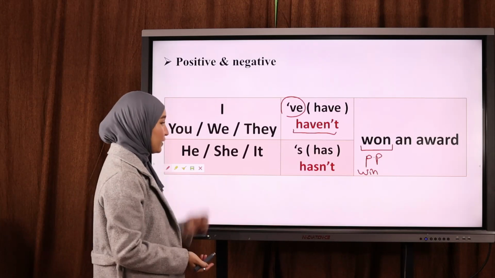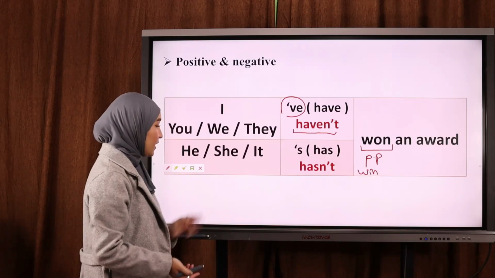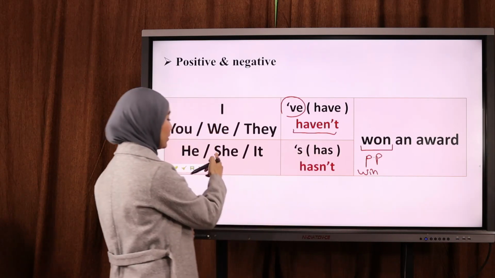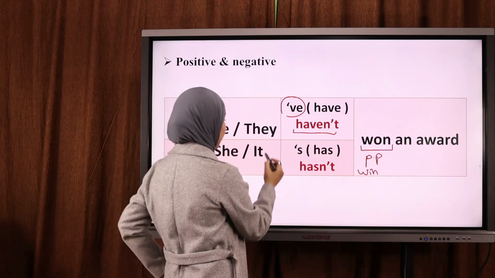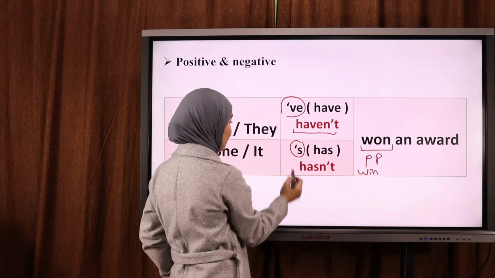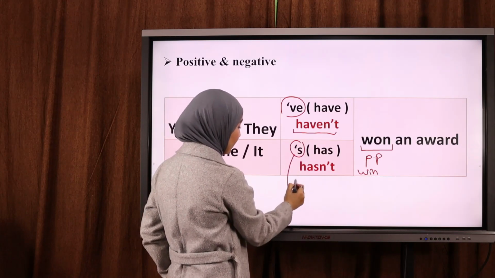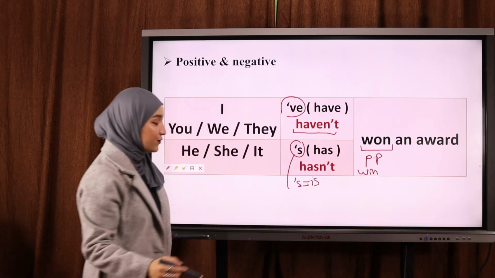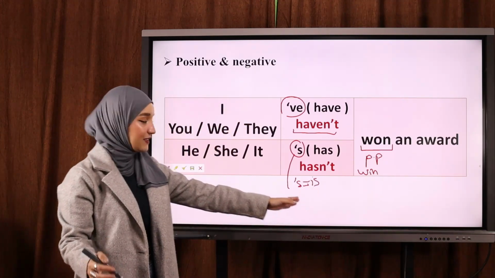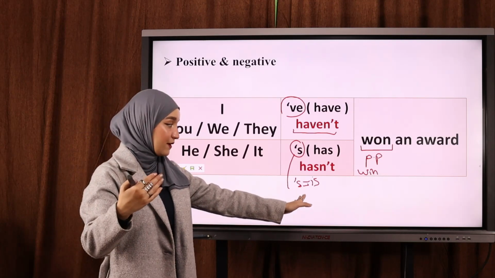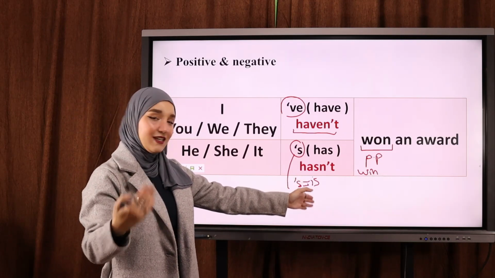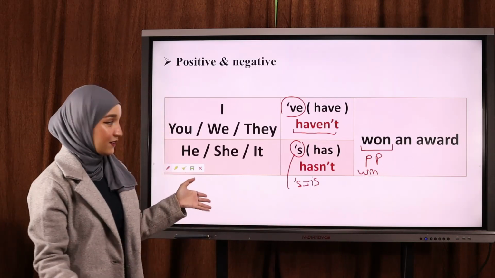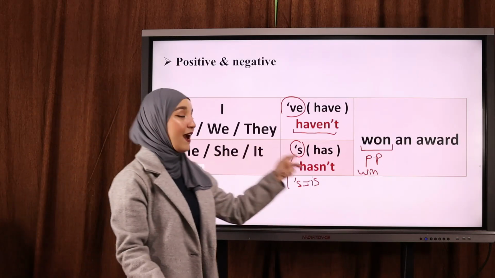We haven't won an award. You haven't won an award. With she, he, and it, has. Or she has won an award. The contraction here is she's. Please, guys, apostrophe S is not always is. Whenever you see apostrophe S, it is not in all cases is. In some cases, like this case, it's has.